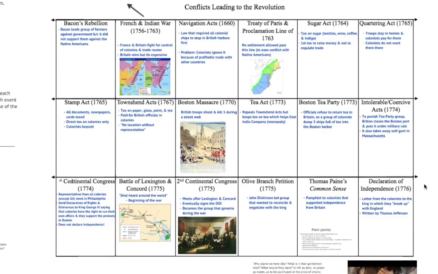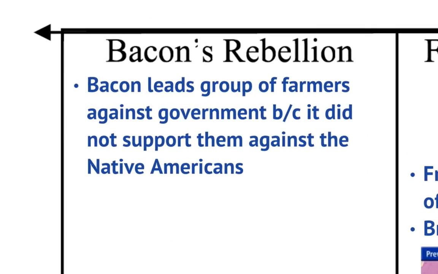In this video, we're going to start one of my favorite stories of all of history, and that is the conflicts leading to the Revolution. We're going to start with Bacon's Rebellion, even though it's not really part of the Revolution, but it is a conflict that leads to it, and that's what the notes are on.